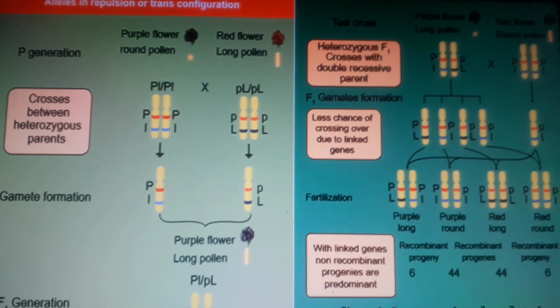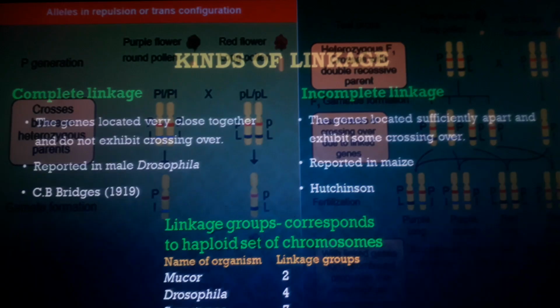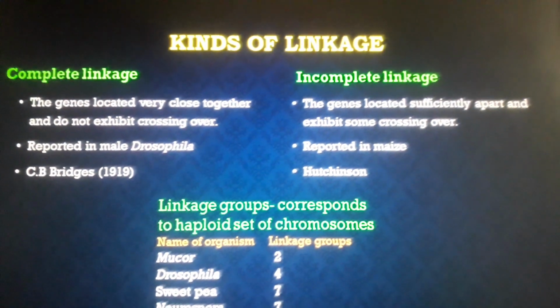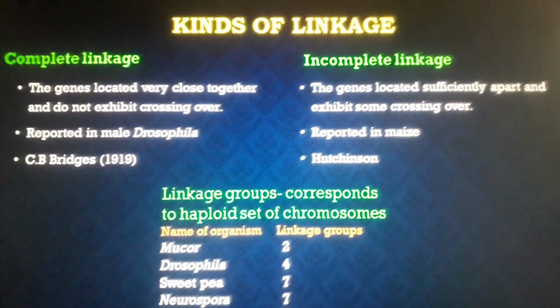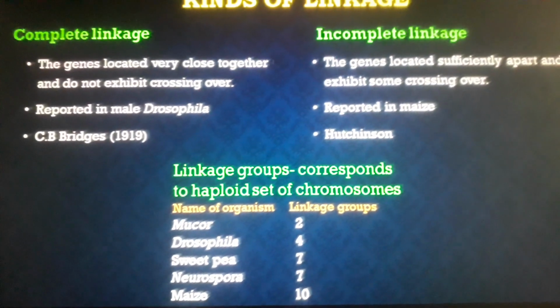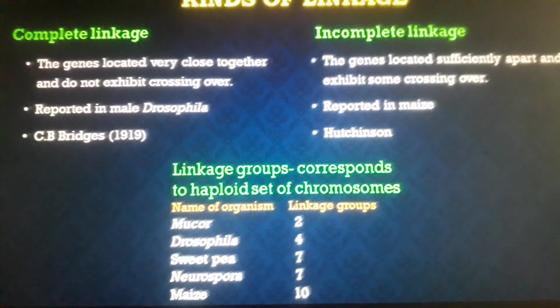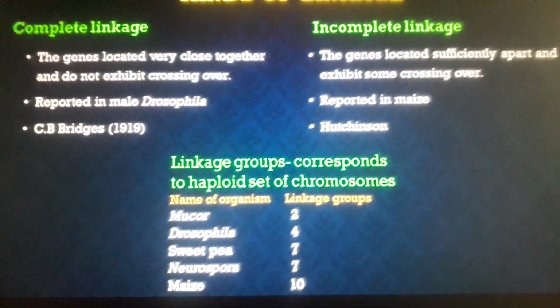Linkage may be of two types: complete linkage and incomplete linkage. When the genes are located very near, close to each other, they don't show any crossing over. That is complete linkage. In incomplete linkage, the genes are there in a chromosome but may be far away from each other. They may show crossing over. That we can call incomplete linkage.